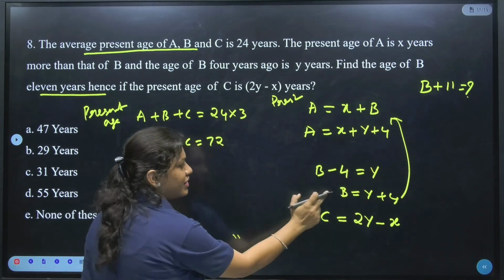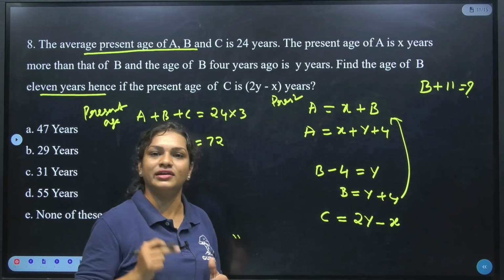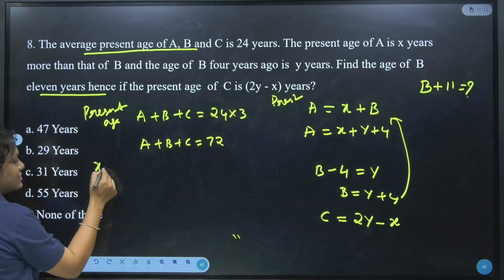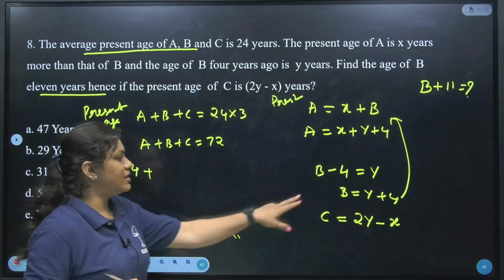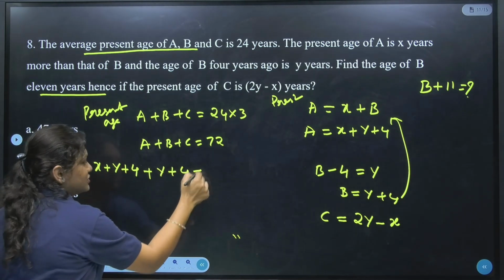A value we have, as well as the B value and the C value, in terms of variables y and x. Now as it is, you substitute here. What is the A we were having? x plus y plus 4. B, how much were we having? y plus 4. C, how much are we having?